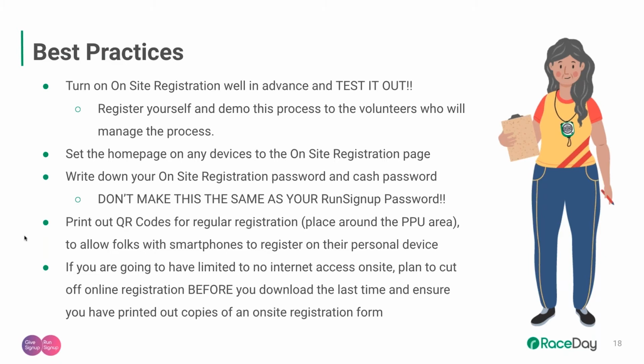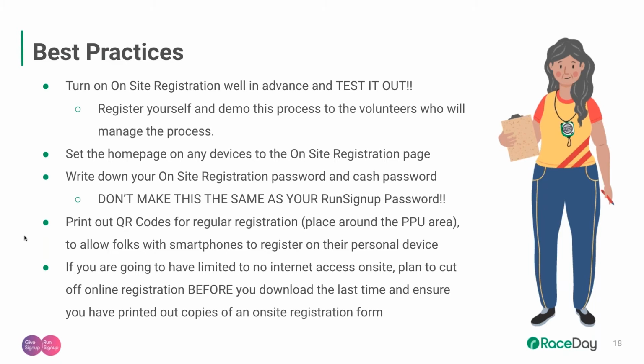So if you're going to have limited or no internet access on site, because you prepared in advance and you showed up and you realize, you know what, this is a trail run. We're 100 miles into the middle of nowhere with mountains on all sides. You're not going to have internet access. Guess what? You need to cut off online registration before you download the last time. That's because if you leave it open, you're going to have people registering and showing up, and you no longer have cell phone service out there. You don't have a way to pull that data down, so there's no way for you to know if that person actually registered.